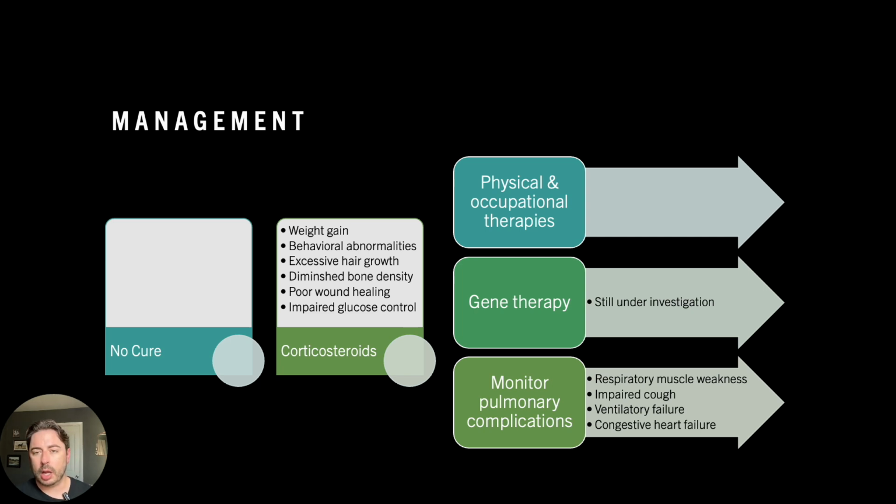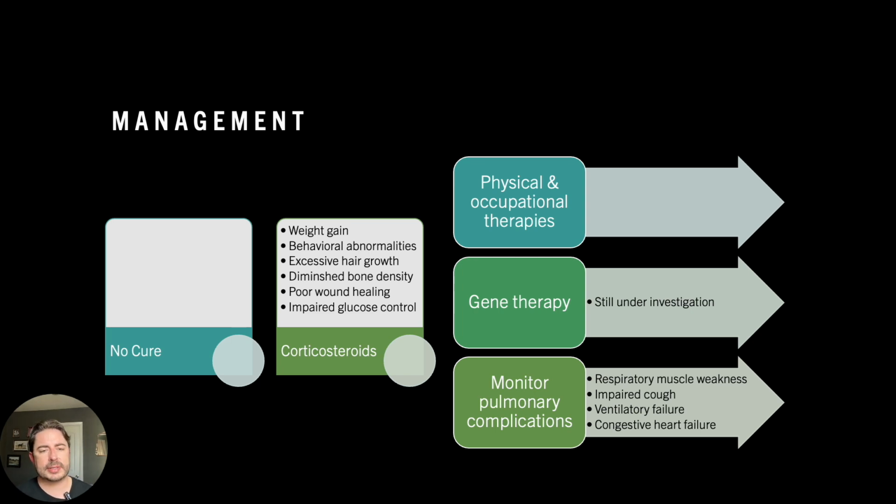So when we talk about management, some of the things that we can do is we can be on an anti-inflammatory diet as well. So that anti-inflammatory diet can only help when it comes to maybe even decreasing the amount of corticosteroids that we have.